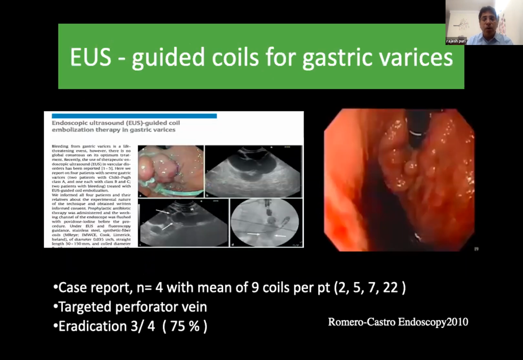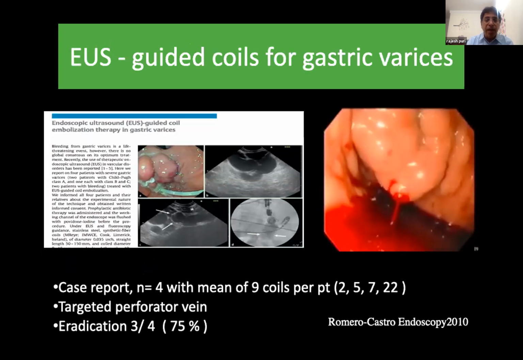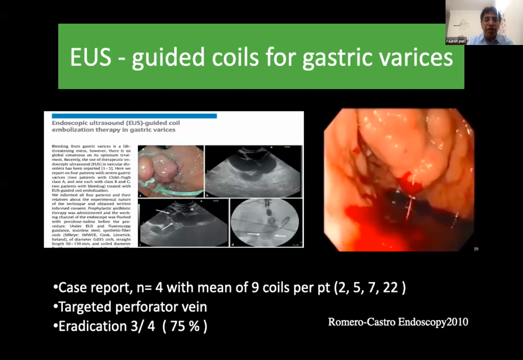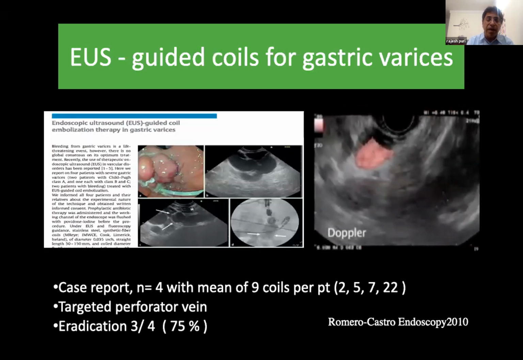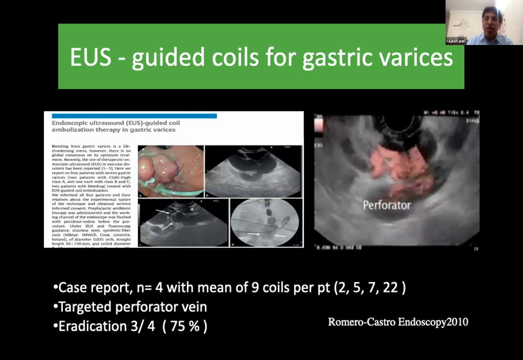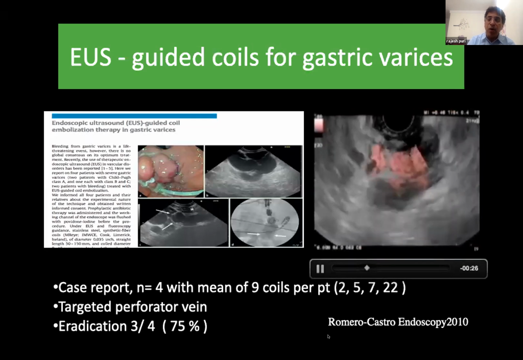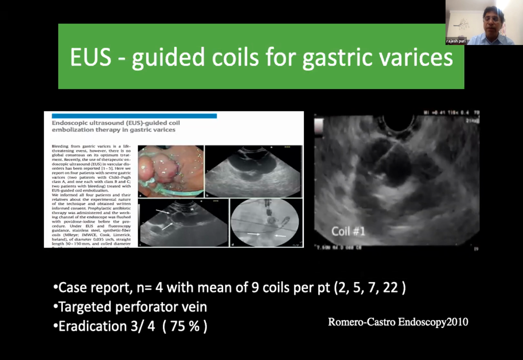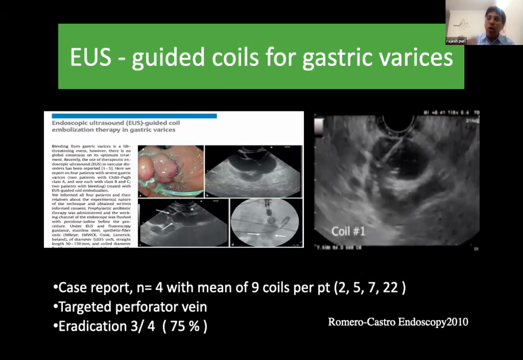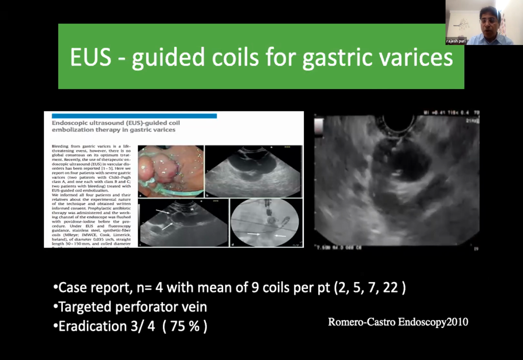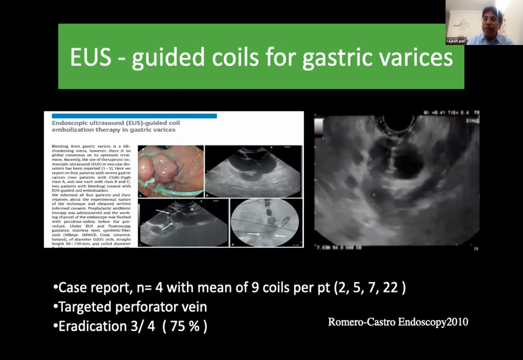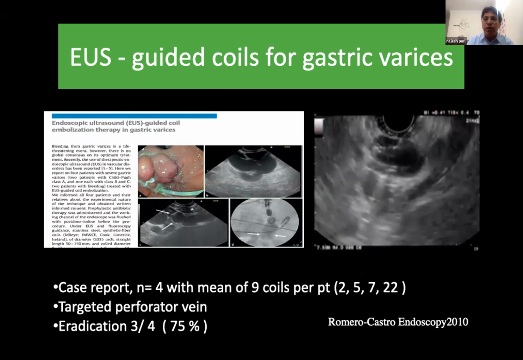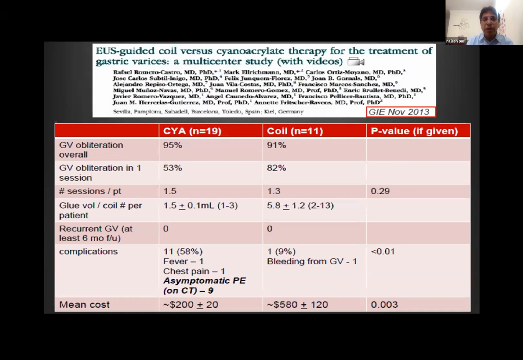EUS-guided coil was first again reported by Romero Castro in 2010. He showed in 4 patients, targeting the perforator, eradication was achieved in 75%, but the problem was that the number of coils used was much higher. In one patient 2, another patient 5, 7, and 22. So you see the cost of treatment goes very high. The number of coils, I think, will be decided by the size of the coil which we are going to use.